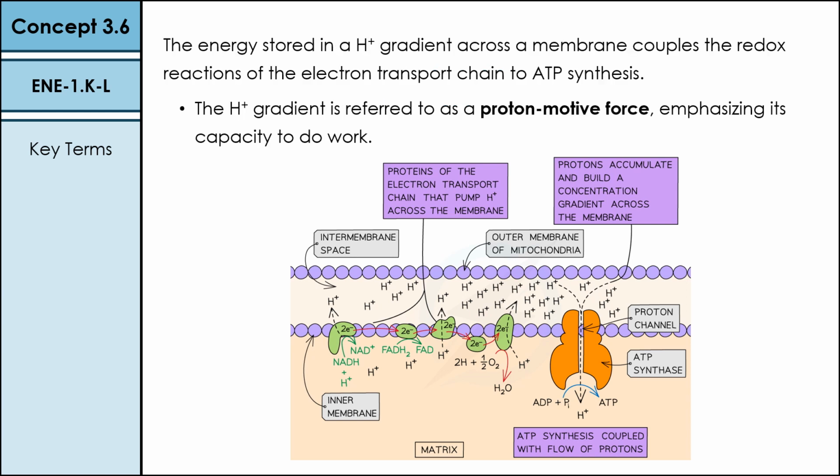The energy that's stored in the hydrogen ion gradient couples some redox reactions to this ATP synthase. And the concentration gradient that we have here is referred to as what we call a proton motive force. So this does emphasize its capacity to do work. Now, I did not go through and make a whole animation for this process, so what I do have for you guys is one last animation coming from the textbook to break this process down.